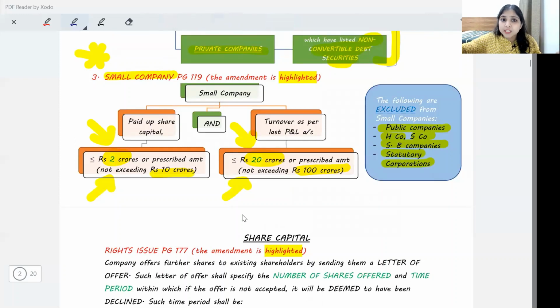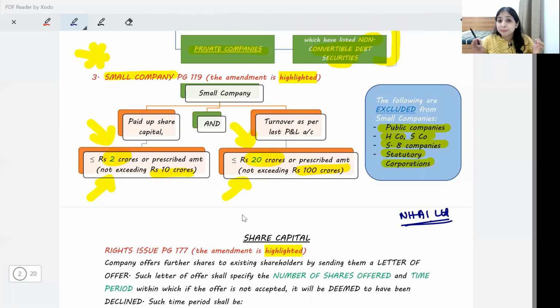What are statutory corporations? Statutory corporations are nothing but those companies which have been set up, which have been incorporated under a special statute of the government. Special statute as in under a law of the government. For example, you have NHAI Limited. NHAI Limited is a statutory company because it is set up under the NHAI Act. All right. So statutory companies are those entities which are set up under a statute, which are incorporated under a law of the government.